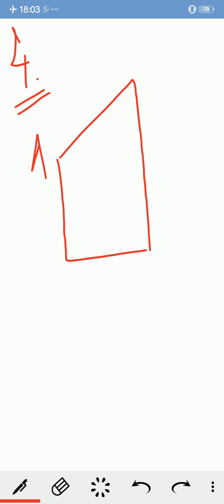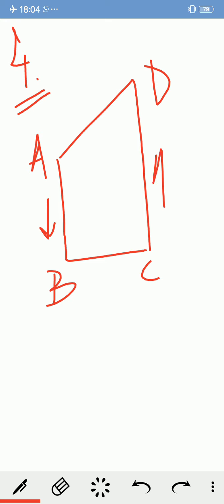This is your angle A, then it's B, then C and D. It says that AB and CD are smallest and longest respectively. AB is the smallest of 4 sides. CD is the longest of 4 sides. So this AB is smallest and CD is the longest of four sides.